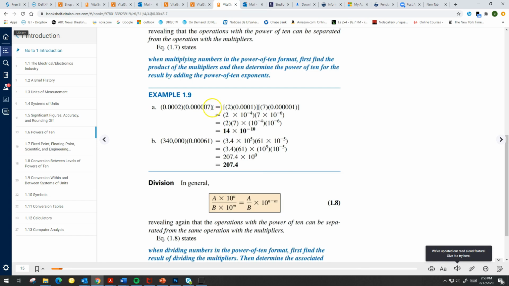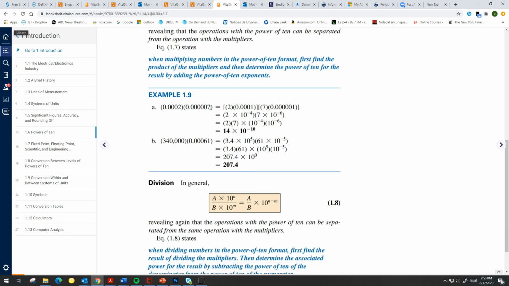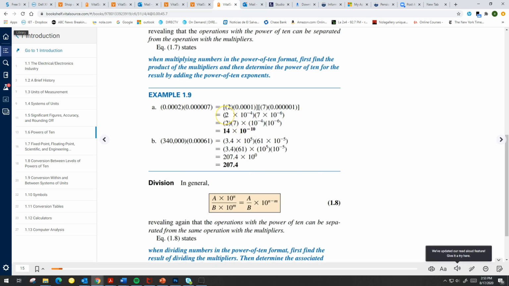I can do the same thing for this other number. I'm going to move the decimal point in front of the 7, so I'm going to move it 6 places. So I'll have a negative 6. And that's basically it. Now I have 2 numbers, each one with a different exponent. I just simply multiply the numbers. The exponents don't have to be the same, remember, when you multiply.